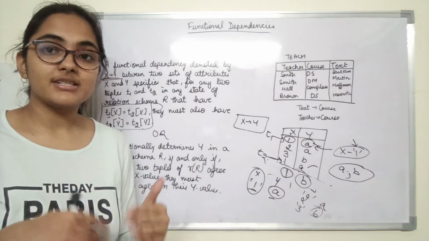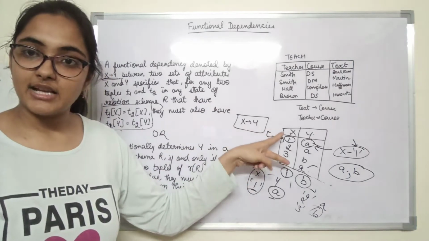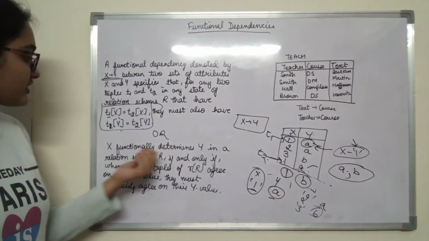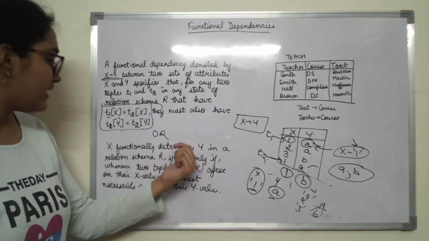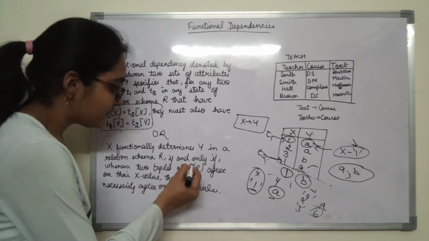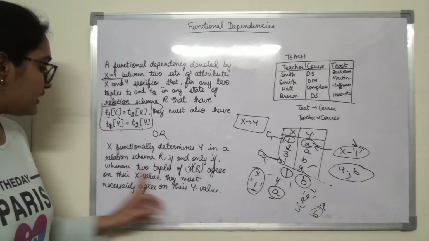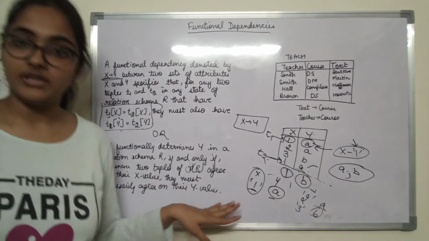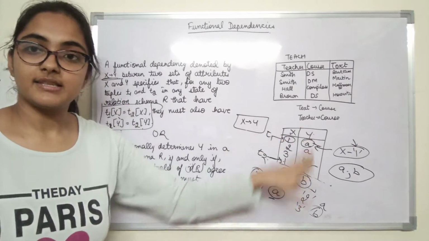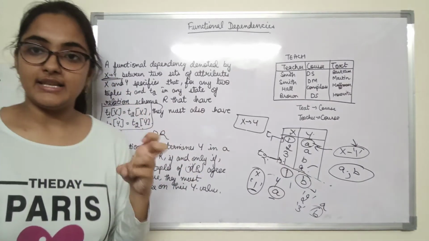So what is the definition of functional dependency? Whenever two tuples agree on their x value, they must agree on their y value. That is what is written here again. X functionally determines y in a relation schema if and only if whenever two tuples of R, a relation instance of a particular relation schema, capital R, agree on their x value, they must necessarily agree on their y value. So that is what a functional dependency says.